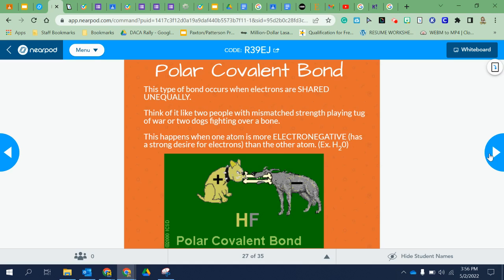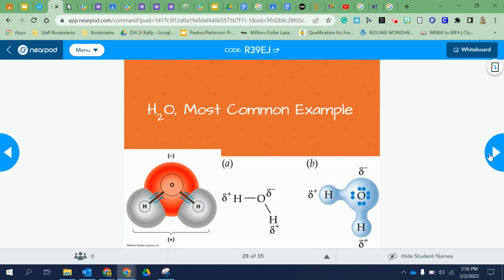Another example of this is H2O, right? So here you see H2O. And what you see here is that these are not completely negative and completely positive. Right here, it shows you positive and then here negative, but this is more accurate right here. This symbol right here means slightly. So it's saying that the oxygen is slightly negative, and the hydrogens are slightly positive. The reason why is that oxygens are more electronegative.